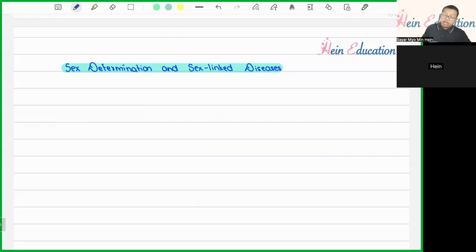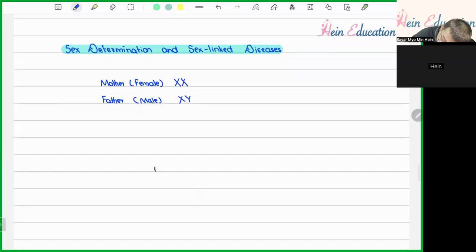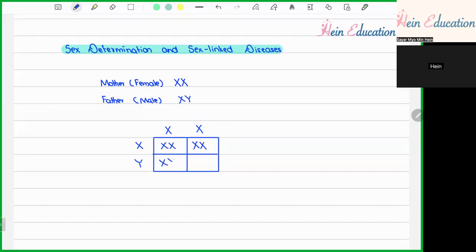So now this is a kind of calculation. Mother, or female, is represented by XX chromosomes, and father, or male, we represent by XY. This is another easy calculation. We have mother XX and father XY, and again we will use a Punnett square to calculate. Similar, same thing: you draw a Punnett square. We have X, X and X, Y. And here we can see XX, XY, XX, XY.